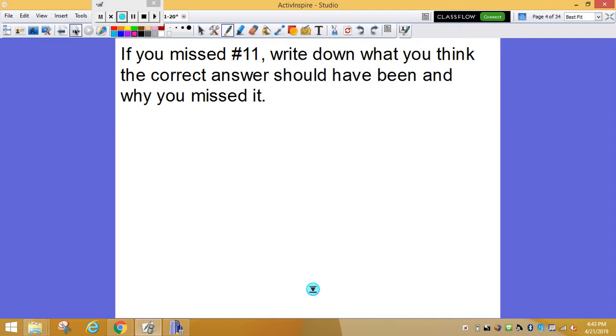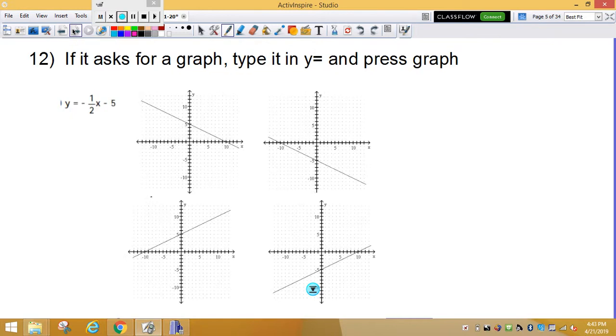Also, if you missed number 11, I want you to write down what you think the correct answer should have been and why you missed it. Okay, so that's number 11. Here we are at number 12. Number 12, write this down.